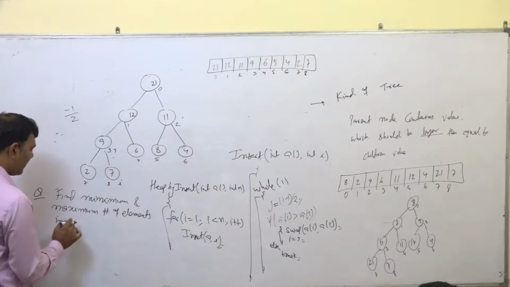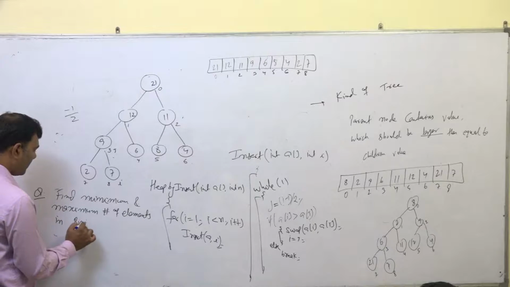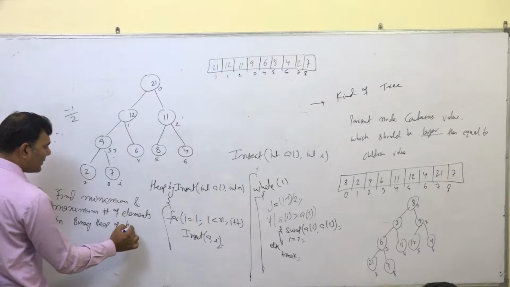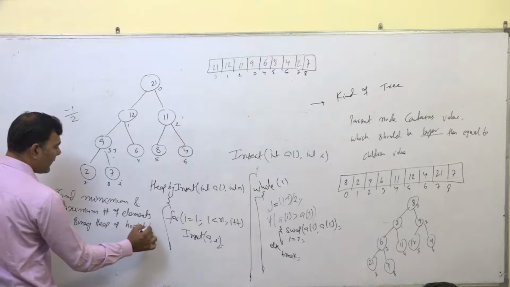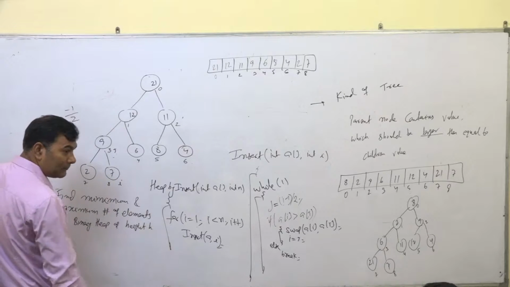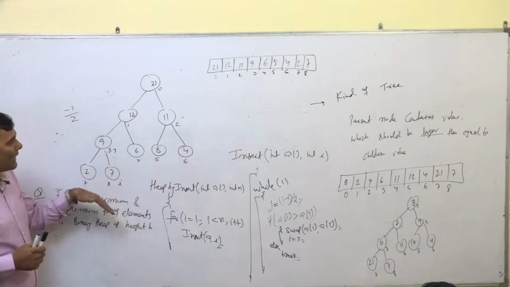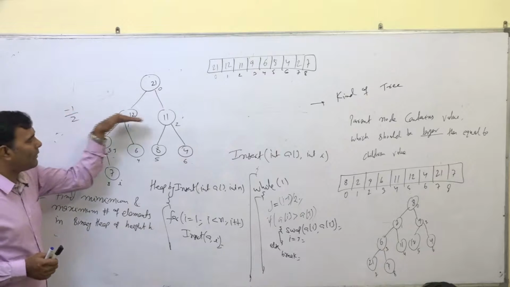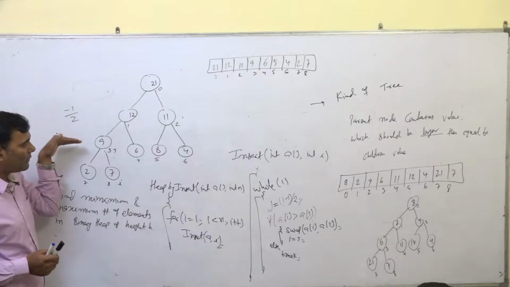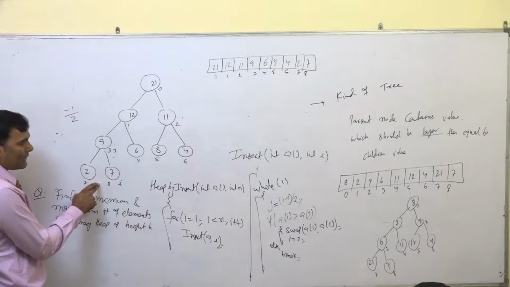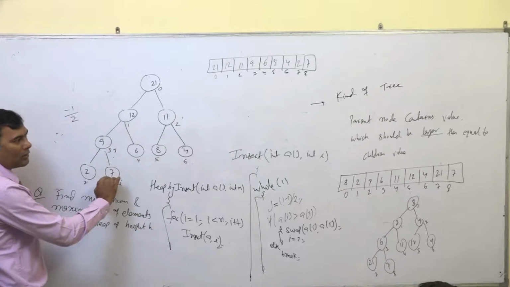In binary heap of height h. Clear? So in this case, it is kind of binary heap. It means all elements are available left to right in every level. And last level may contain some elements which is filled from left to right or not.